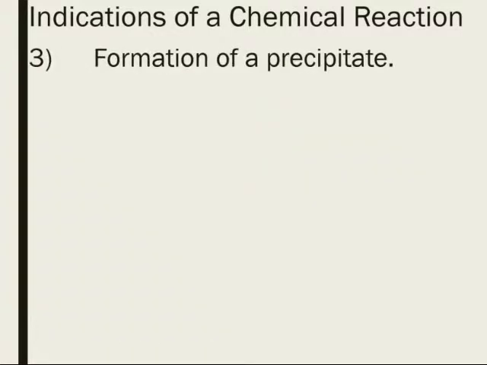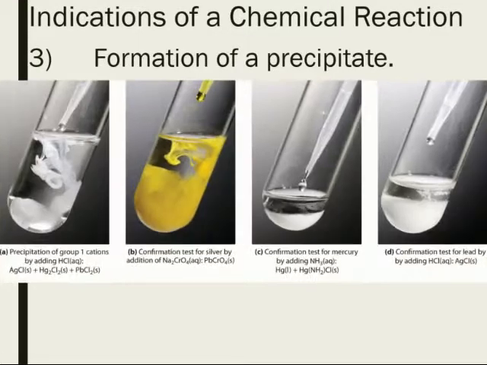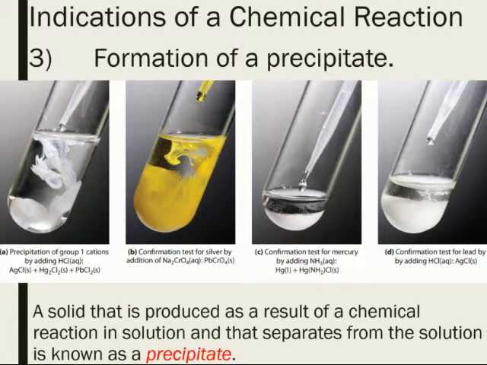Number 3, formation of a precipitate. A solid that is produced as a result of a chemical reaction in solution and separates from the solution is known as a precipitate. It's in solution, but as a result of the chemical reaction, it separates out of the solution. It's no longer in the aqueous phase, and it becomes a separate part of whatever sample you're looking at.